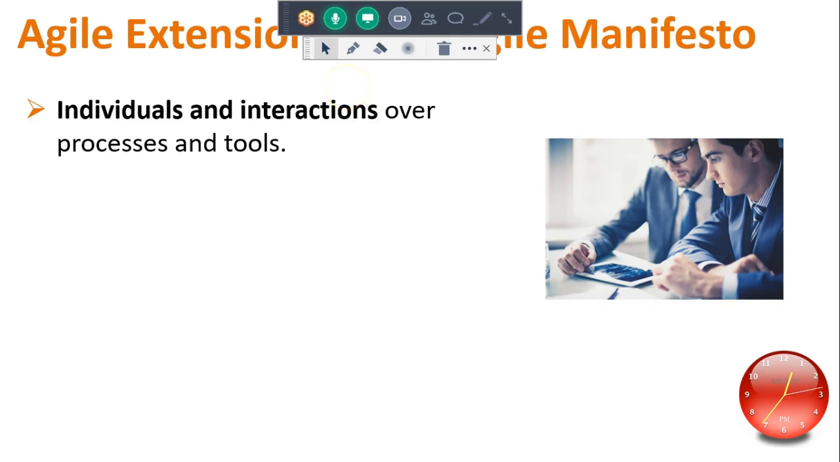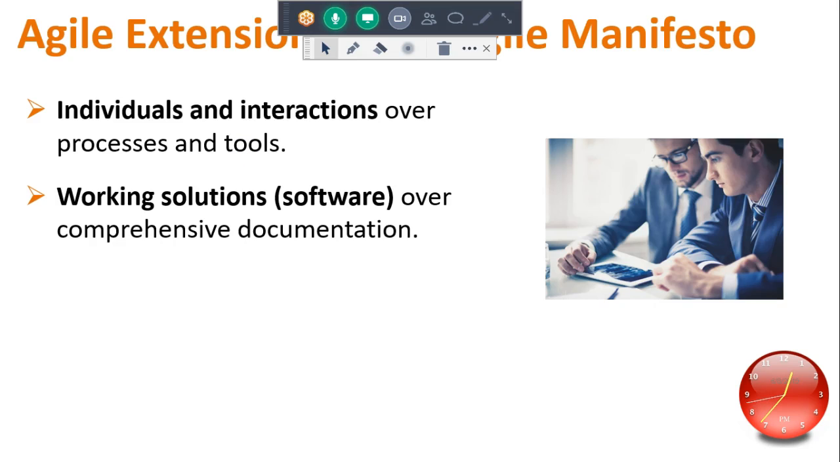These are the key statements directly from the Agile Manifesto. Individuals and interactions over processes and tools. If we worry too much about our processes and our tools, we don't pay enough attention to the people that we're working with, and we certainly don't pay attention to working with those people, collaborating with those people.